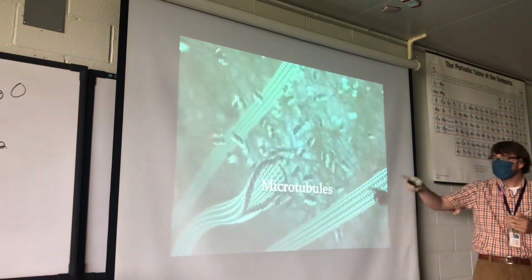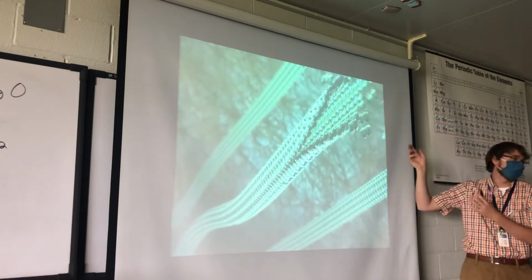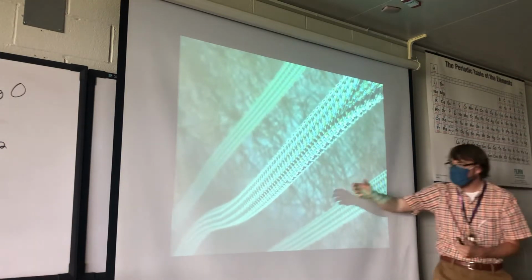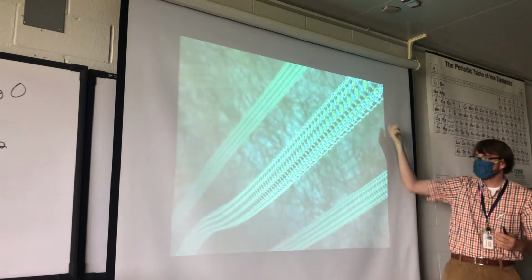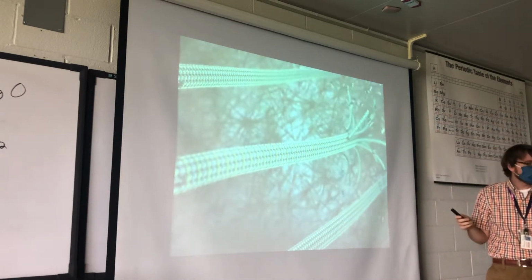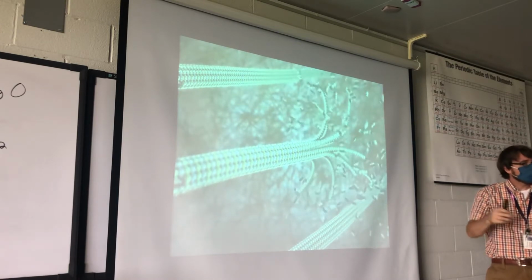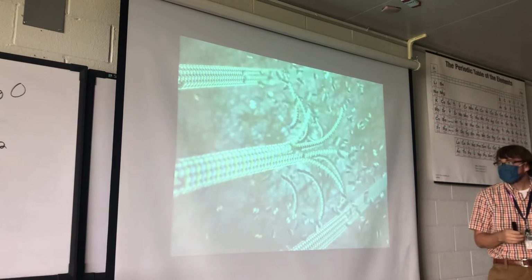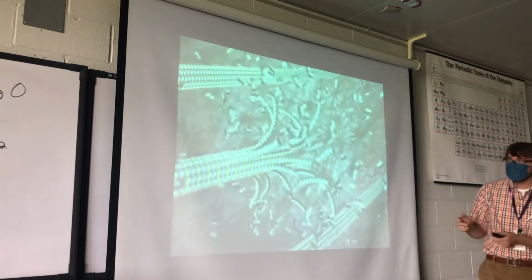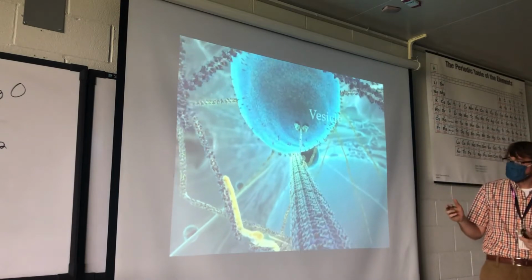So here we have a microtubule. These microtubules are again made of repeating protein subunits that make these hollow straw-like structures. These microtubules are going to form your centrioles. They form the flagella of sperm cells. They form cilia. Again, these microtubules are able to assemble and disassemble.